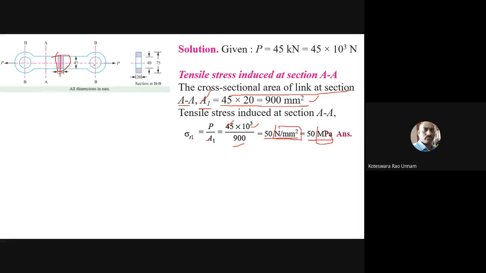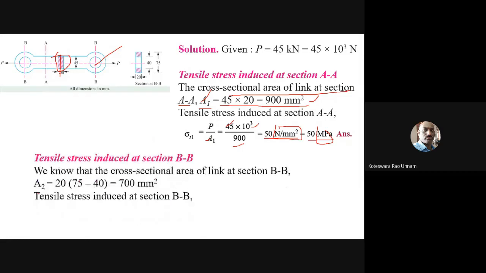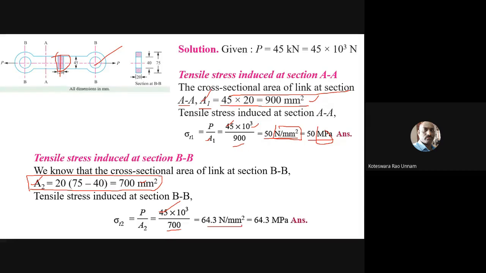Then we'll consider the section at this location BB. The area, which we already calculated, he denoted as A2, which is 700 mm square: 20 into 75 minus 40, it is 700 mm square. Then the tensile stress at section B is nothing but P by A2. So 45 into 10 cube is the load P, and A2 is 700. If you substitute that, you will get 64.3, which is nothing but 64.3 MPa. Like this, you can calculate the stresses in the given section.